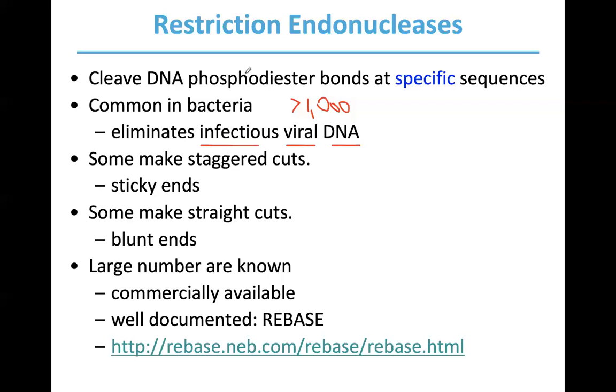All right, so these restriction endonucleases can make what's known as sticky ends or blunt ends. That will be on the next slide. We're going to look at this in a moment. And many of these are known and commercially available. There's a database of those. And depending on what kind of DNA you want to cleave, you go to this database and you find the restriction endonuclease that you want, depending on the sequence that you're looking for.